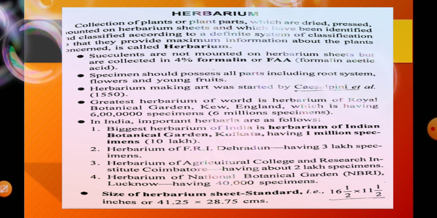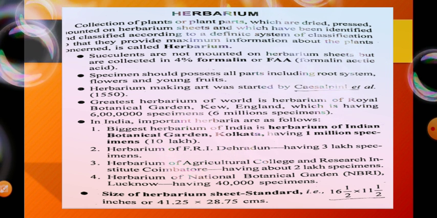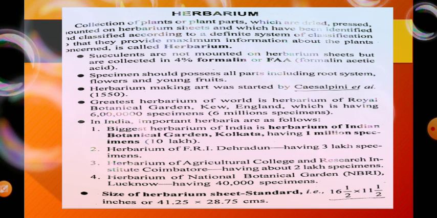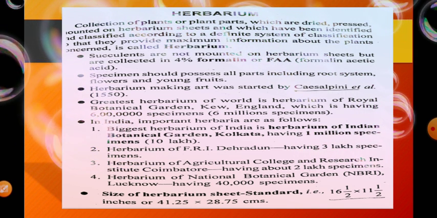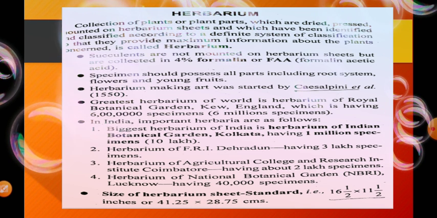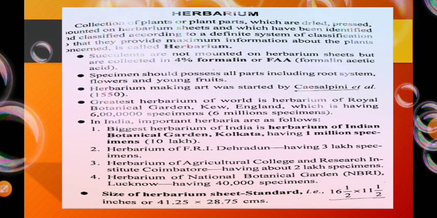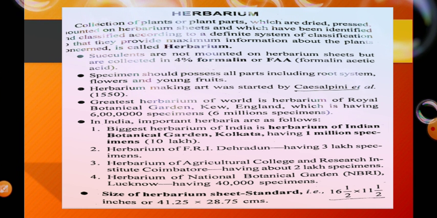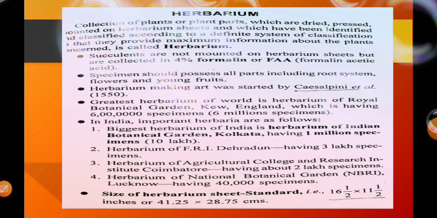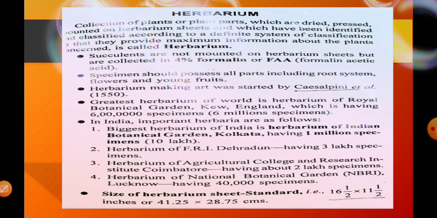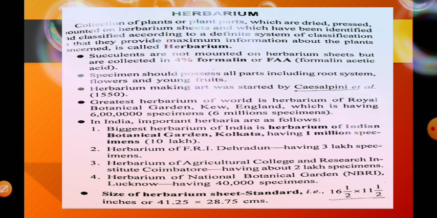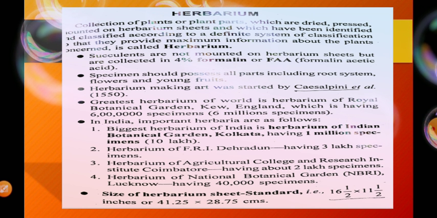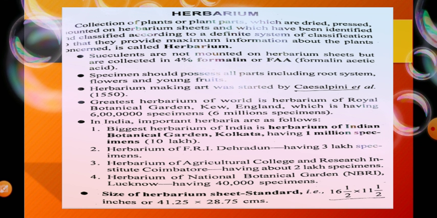The specimen should possess all the parts, including the root system, flower, and young fruits. We store the root system, flower, or young fruit. The art of herbarium making was started by Cecil Finney and his co-workers in 1950. The greatest herbarium of the world is the Herbarium of the Royal Botanical Garden, Kew, England.